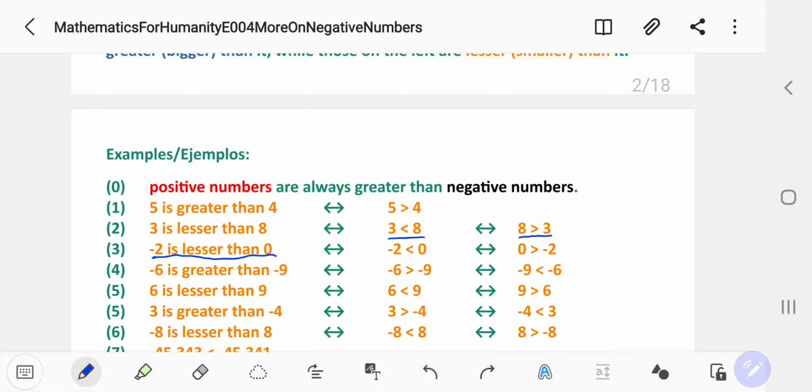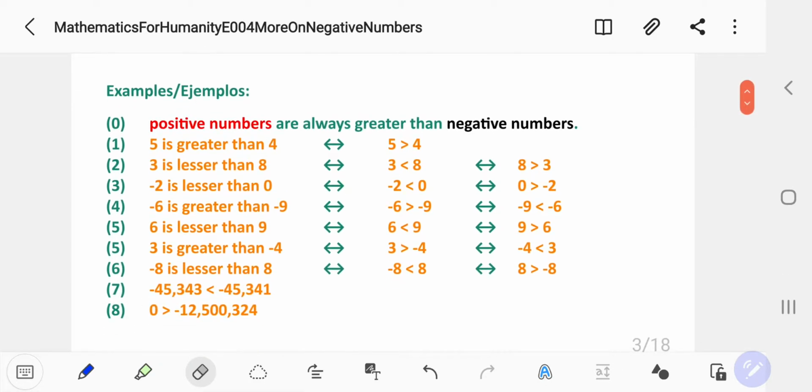But you can flip this, and by flipping this, you also flip the symbol. So flip horizontally, or flip vertically. So you have 0 here, but it's now greater than negative 2. But negative 2 is less than 0. Let's clean again.